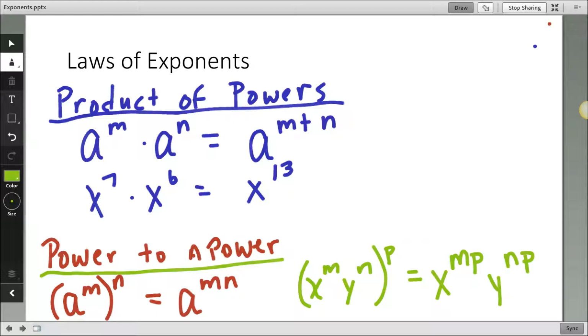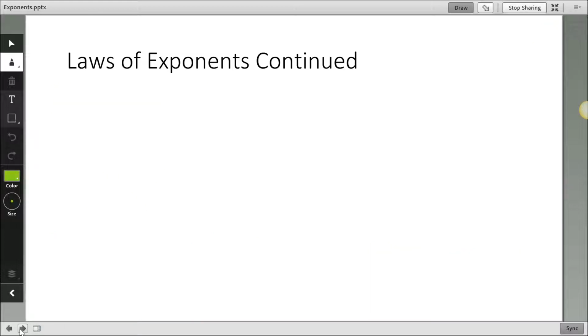And I'm not going to go through all of them. I'm going through the important ones. So there's going to be some that I'm going to skip over, and I'm going to skip over them on purpose. So here is the division rule.